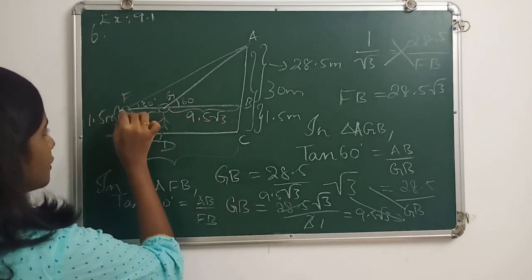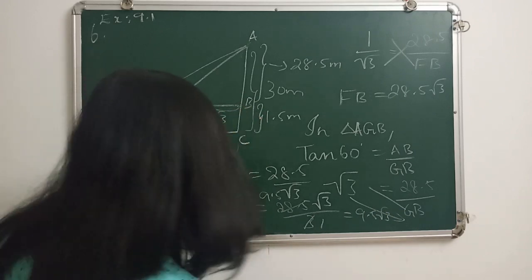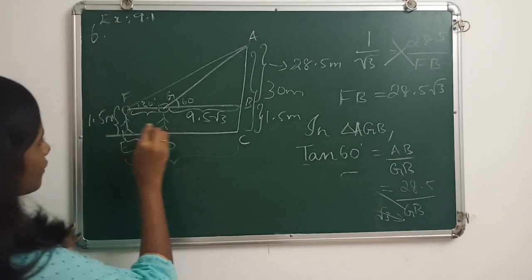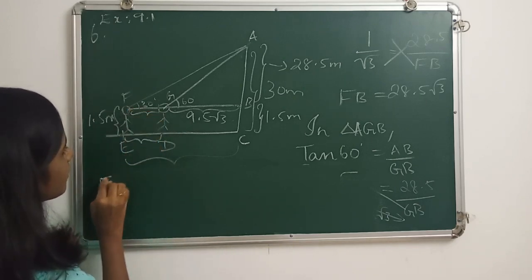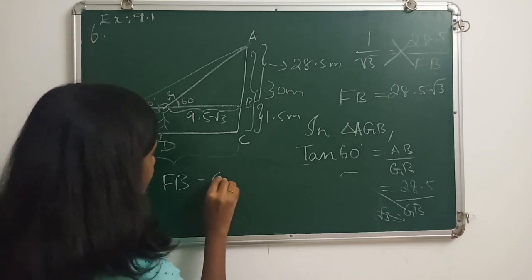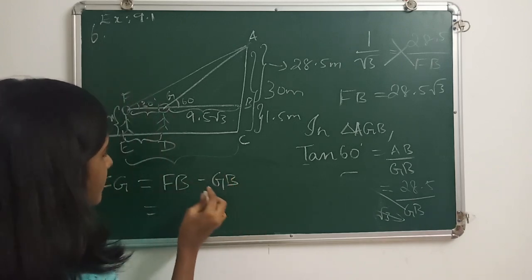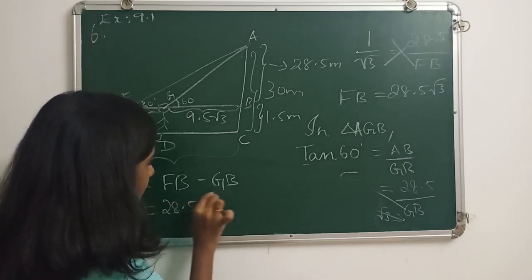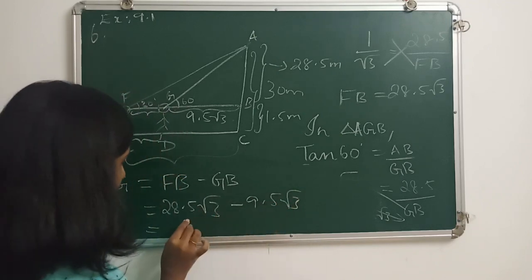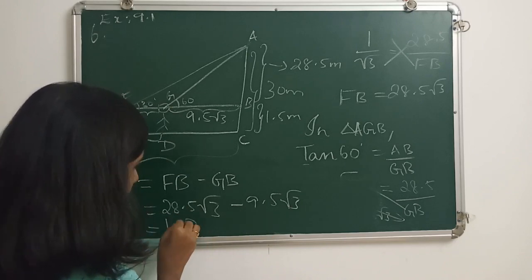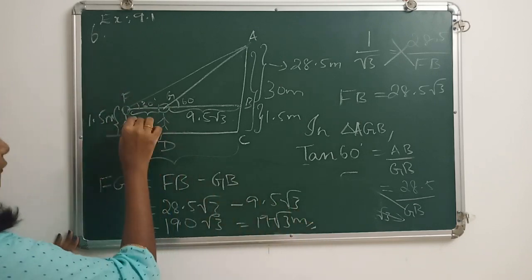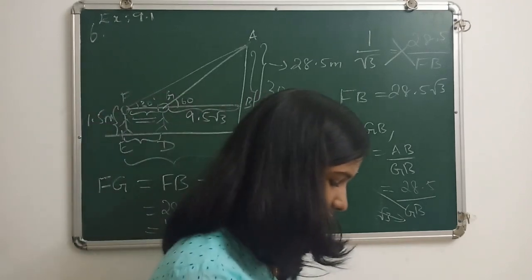Now to get this part we need to subtract from the whole part minus this. Now, we know that FG can be calculated by subtracting GB from FB. So, FB is 28.5 root 3. GB is 9.5 root 3. Now, if we subtract it, we will get 19 root 3. And that is the answer. 19 root 3 meters is the value of this part, that is FG. And that is what is asked. Now, we have done.